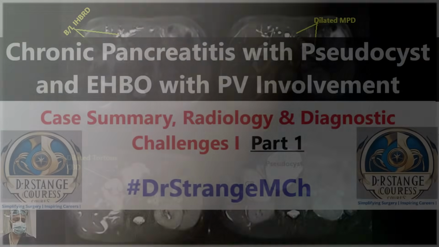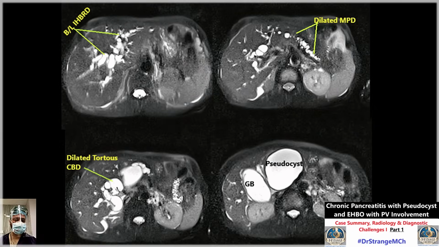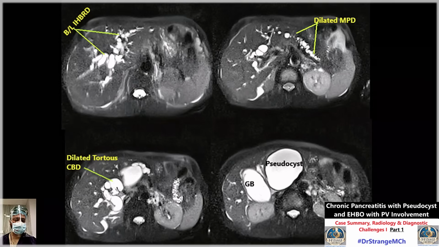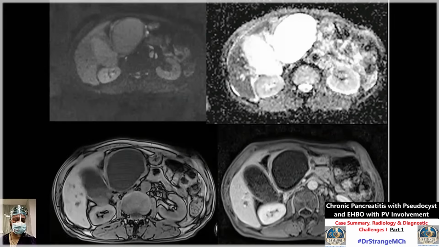So in this picture, we have demonstrated the dilated biliary radical in the upper left corner and the dilated MPD on the right side. The dilated tortuous CBD is also demonstrated beautifully in this picture. And so friends, these are T2 weighted images. Just remember, T2 is H2O, so all the fluid filled structures will be white in T2 weighted images, and in T1 all the fluid filled structures will be black.